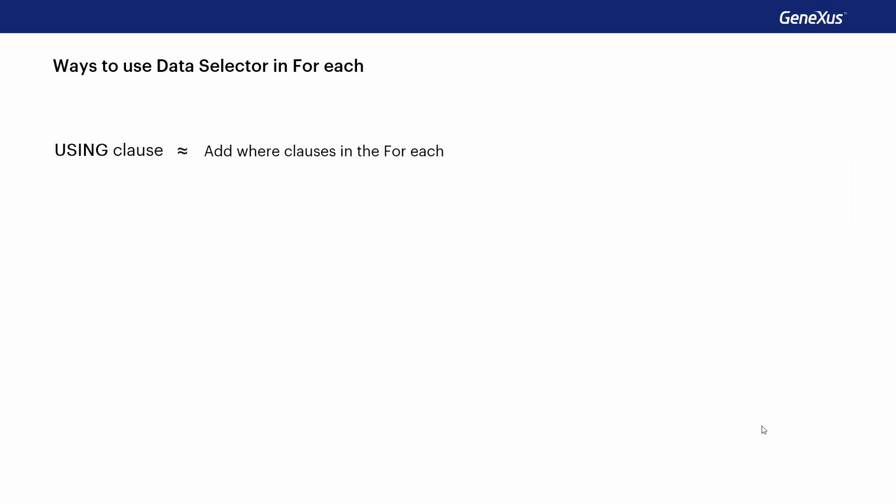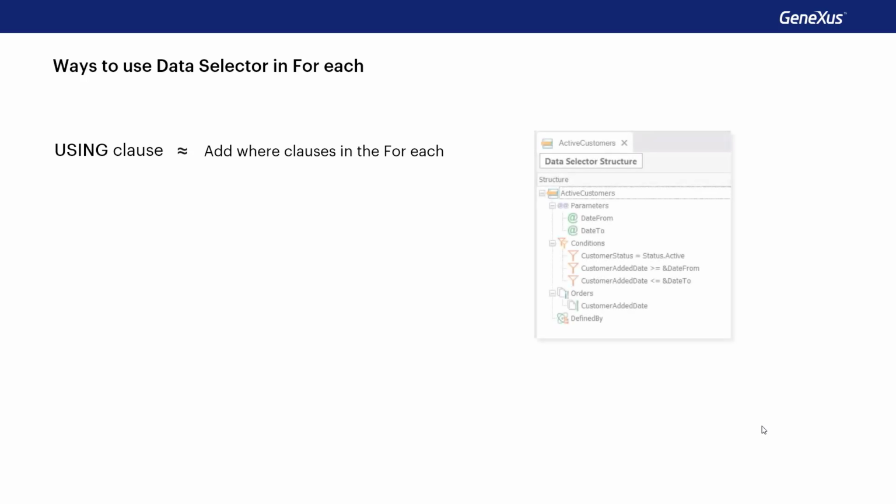As mentioned before, by declaring the using clause, we'll be telling it to add the orders and filters of the data selector to those of the for each. For this reason, the attributes included in the data selector will have to belong to the extended table of the for each command's base table.